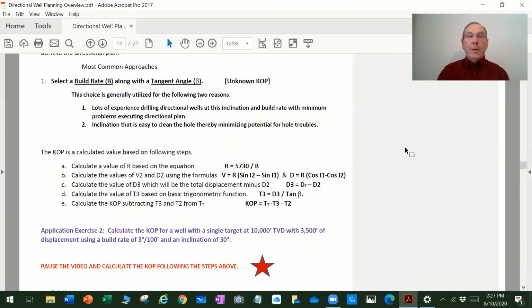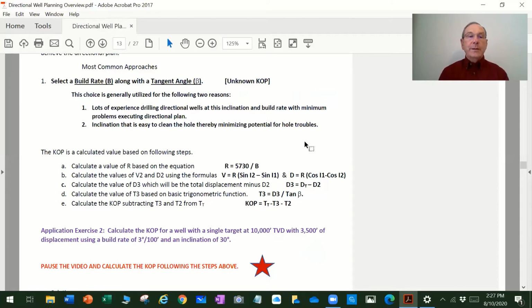So here are the steps listed out for you to calculate the kickoff point. If I give you the build rate and the tangent angle, or you selected them, then you would have to calculate the kickoff point. Here's the process by which we would calculate it. The first thing is you would calculate the value of the radius based on the equation. If we chose a 3-degree build rate, you would divide 3 into 5730 and you would get a radius of 1910 feet.